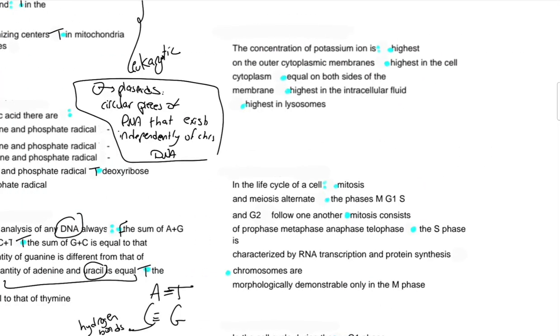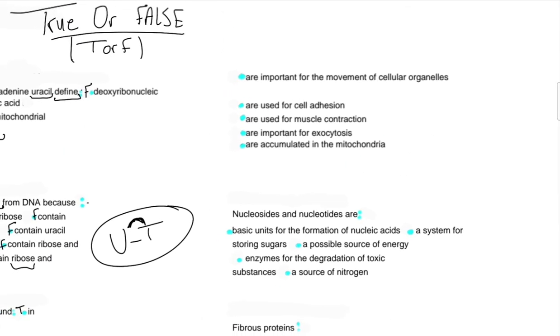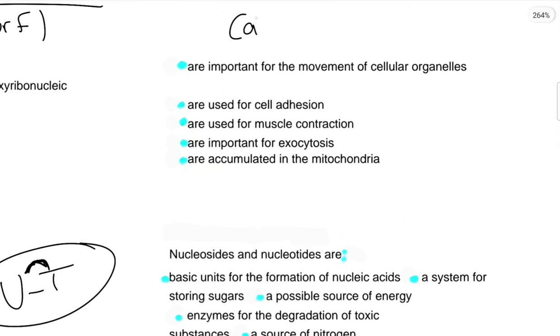Calcium ions, Ca2 plus ions. These ions are important for the movement of cellular organelles, are used for cell adhesion, are used for muscle contraction, are important for exocytosis, are accumulated in the mitochondria. So these are important for movement of cellular organelles. This is so true.